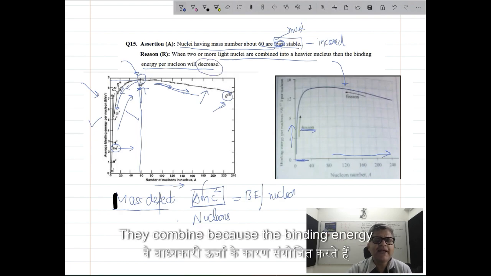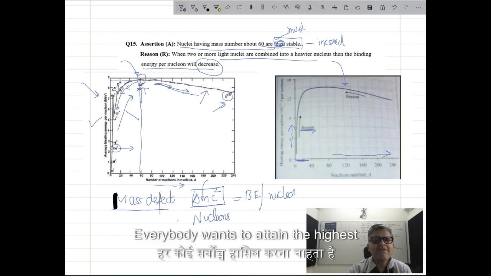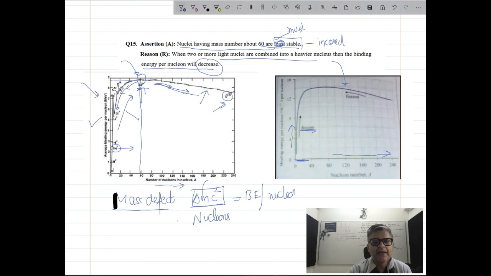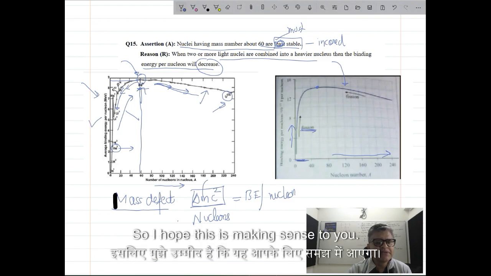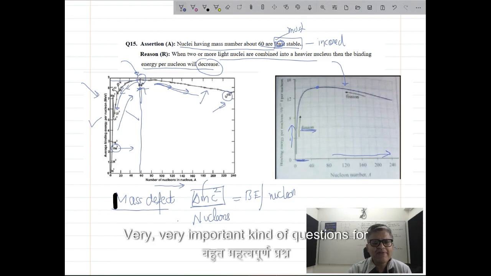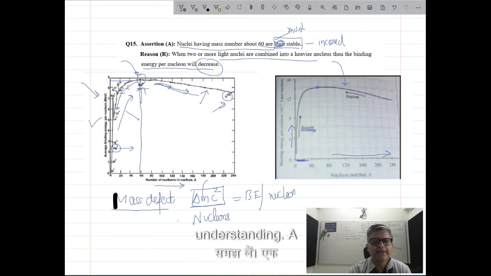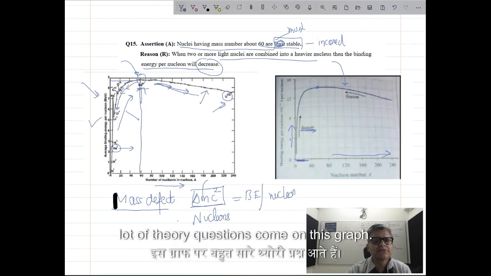He says they combine because the binding energy decreases. Never. Everybody wants to attain the highest level like iron here, right? So you want to be an iron at the highest level. You don't want to be a less stable nucleus. So I hope this is making sense to you. Very, very important kind of questions for your board examination and general understanding. A lot of theory questions come on this graph.